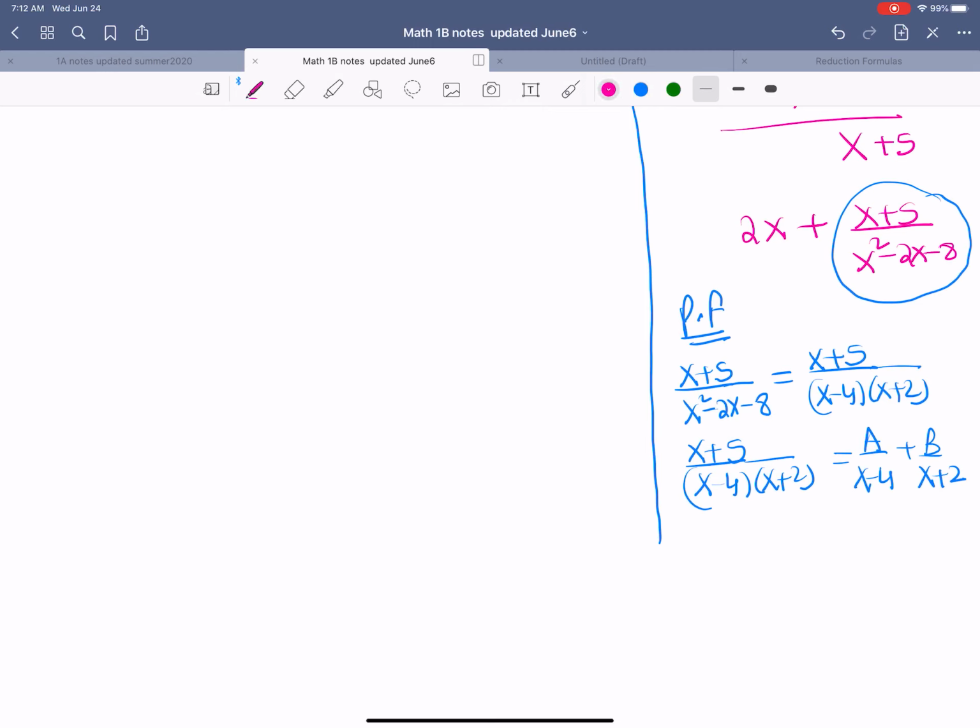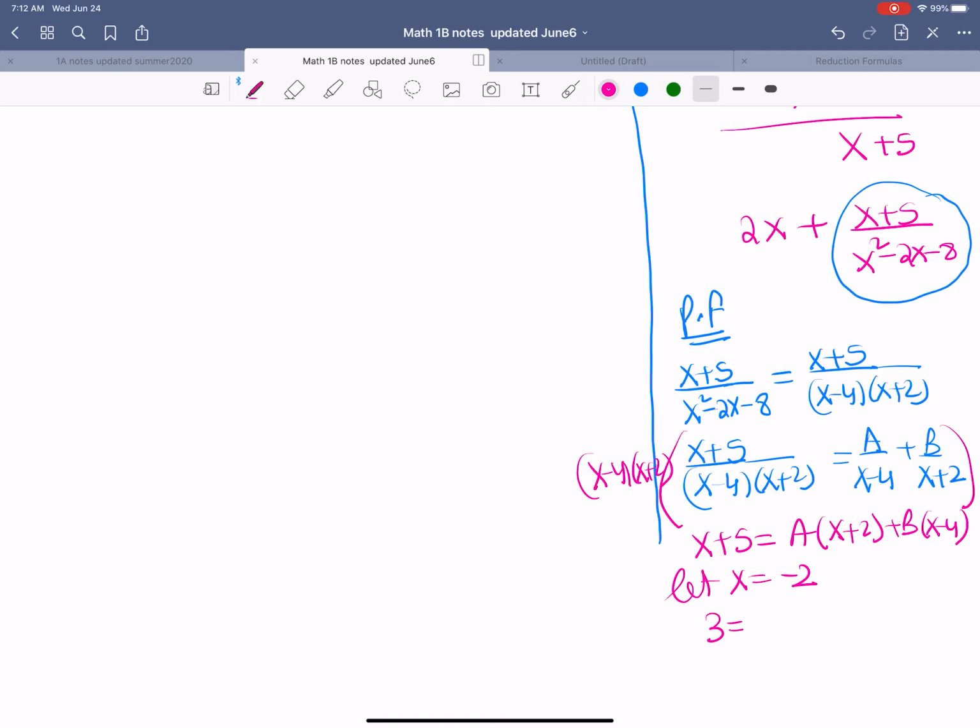Multiply both sides by x minus 4, x plus 2. The left-hand side is x plus 5. The right-hand side turns out to be a times x plus 2 plus b times x minus 4. Okay, so we're going to let x be -2. Then I can find the b. So -2 plus 5 is 3, and -2 minus 4 is -6. So I can say b is 3 over -6, or -1/2.